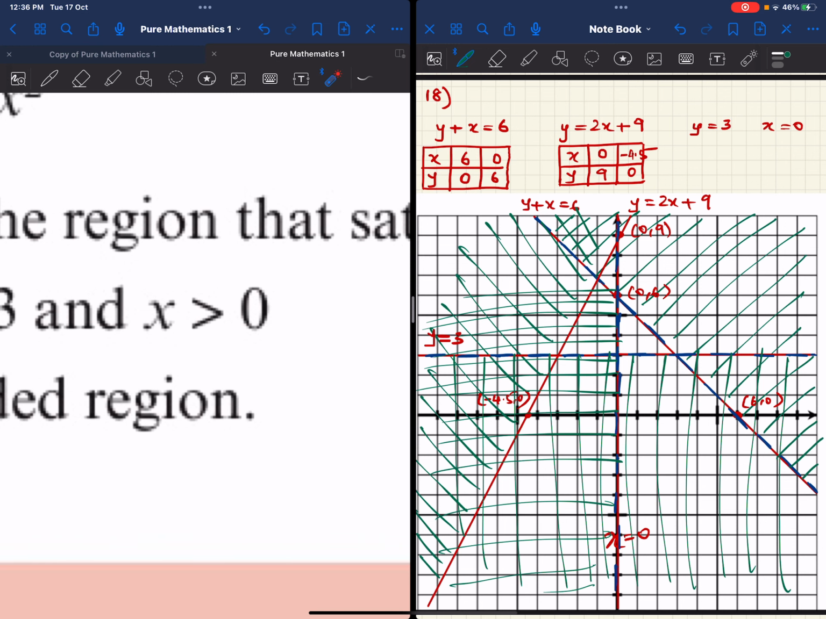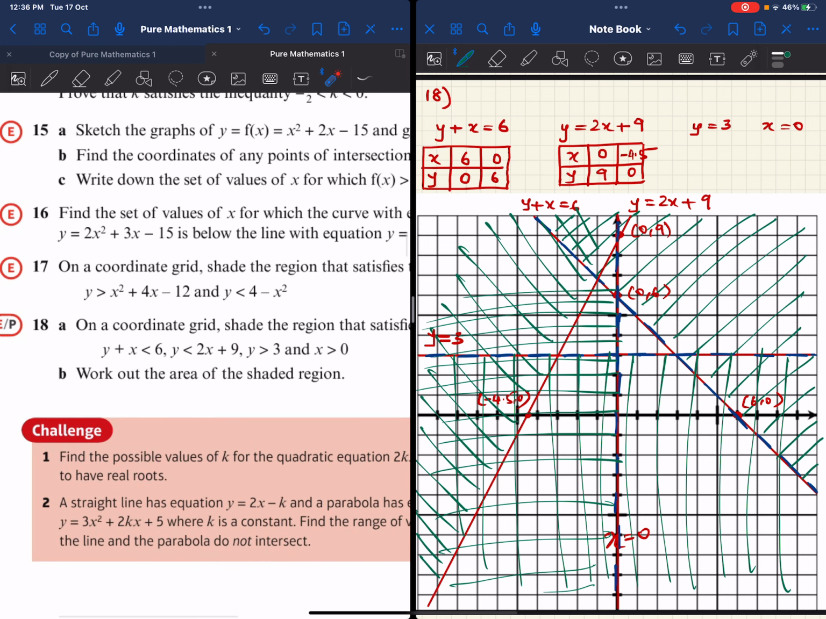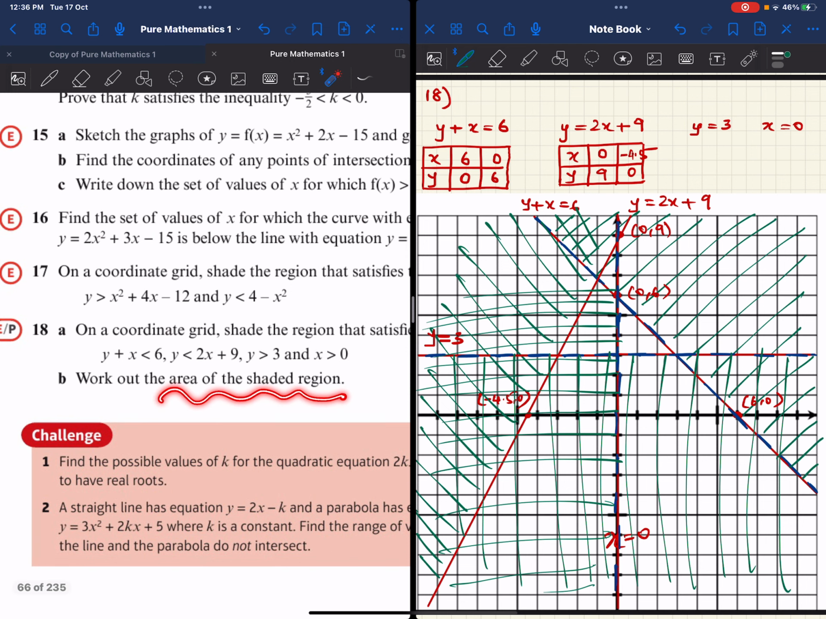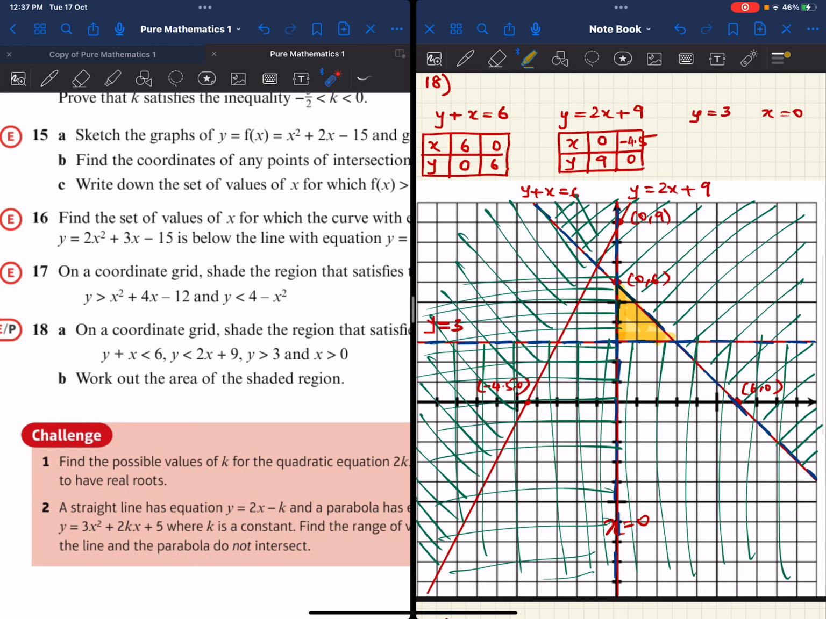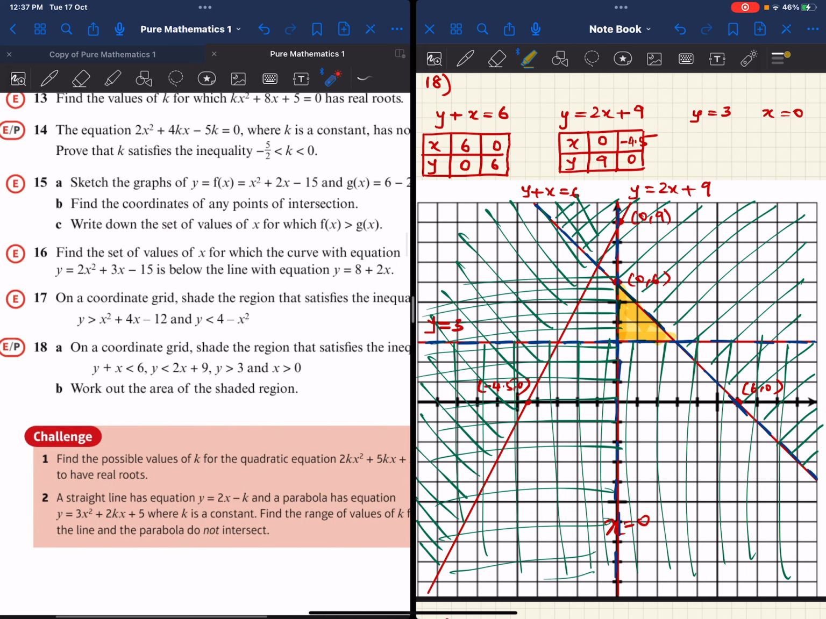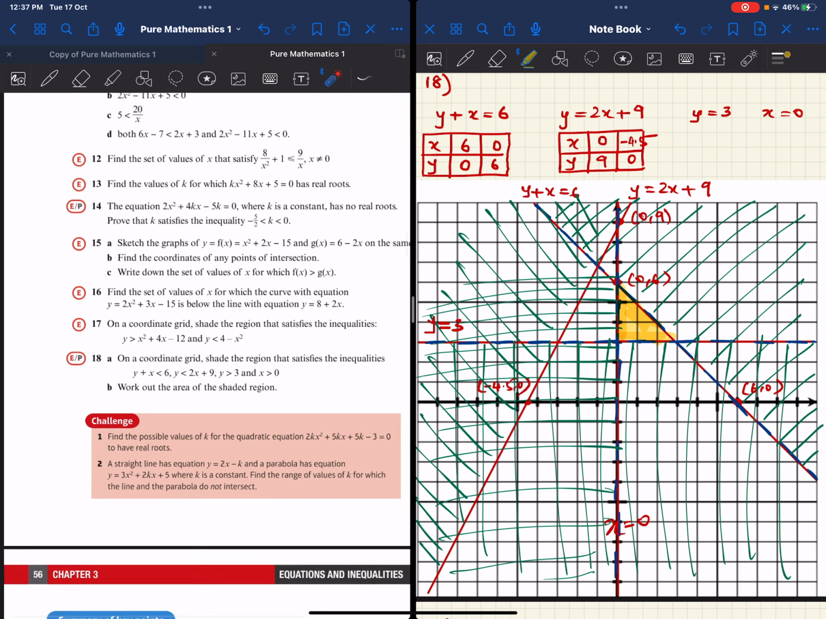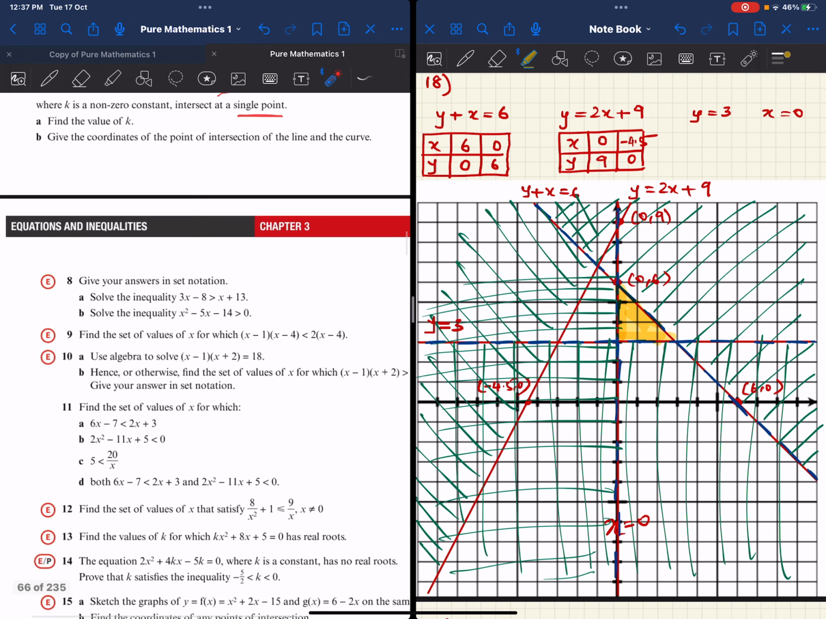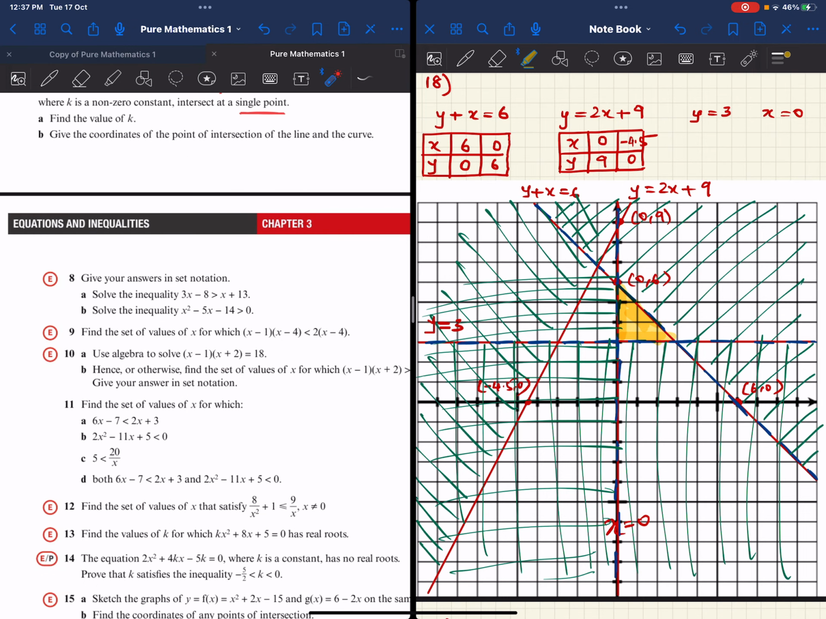Okay. Now the question says work out the area of the shaded region, which means the true region has to be shaded. So I'm going to shade the true region, which is my final answer, which doesn't have any lines in it. So that yellow region is my true region or my answer. And that answers question number 18. And with this, we finish the chapter review of the third topic, equations and inequalities.